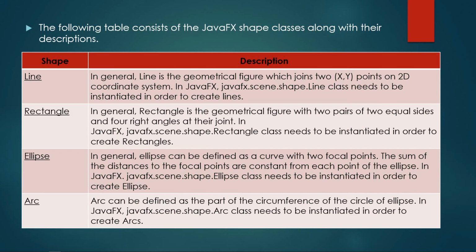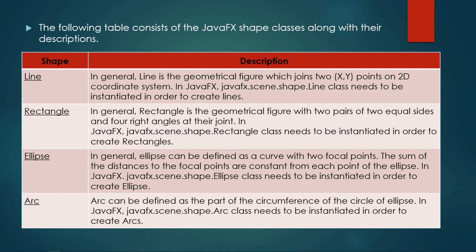So first we have the line shape. In general, a line is a geometrical figure which joins two xy points on a 2D coordinate system. In JavaFX, the javafx.scene.shape.Line class needs to be instantiated in order to create lines.